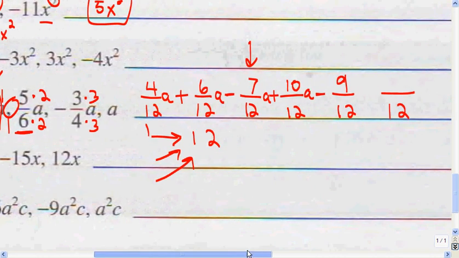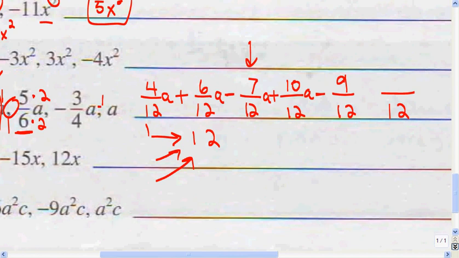And then you're thinking, well, what about this a? There's no fraction there. Well, there kind of is. It's just not written. The fraction is 1 over 1. What's 1 over 1? 1. 1 times a is a. So the fraction is 1 over 1. So what do you multiply the 1 by to get 12? You multiply it by 12, right? 1 times 12 is 12.